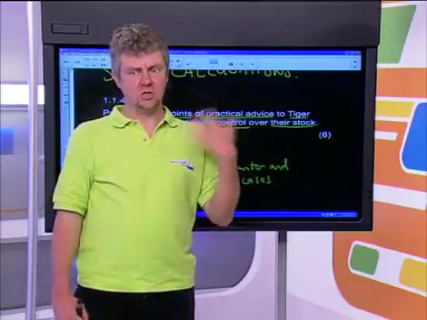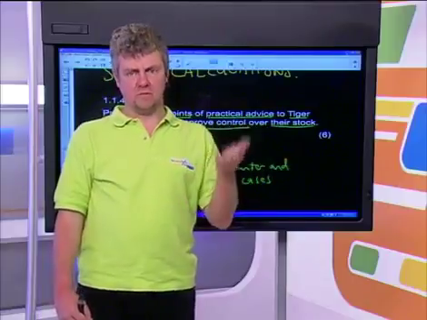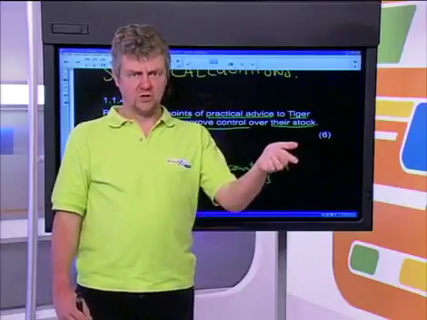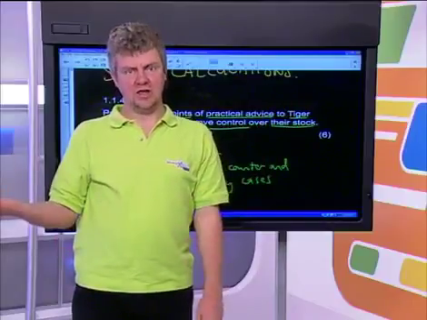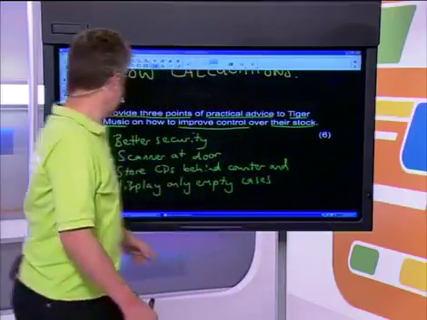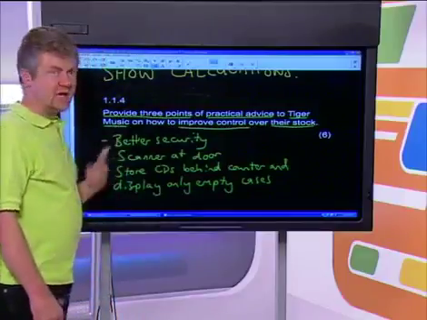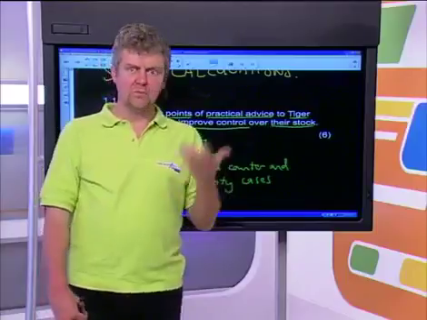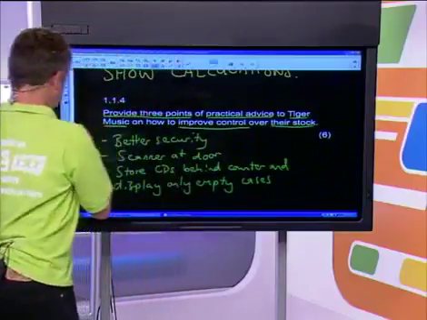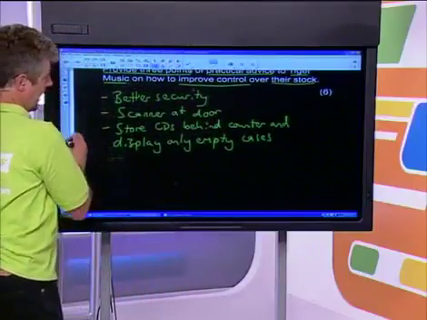You actually have to go to the counter and pay for it first before the person will go to the storage of CDs, get out the CD and put it into your case and give it to you and let you leave. So that would be another possibility. So here are 3 possible examples, some points of practical advice as to what this business could actually do to improve control over its stock. Let's just think of some more, just in case you don't like these ones.